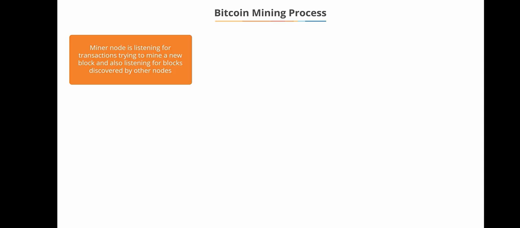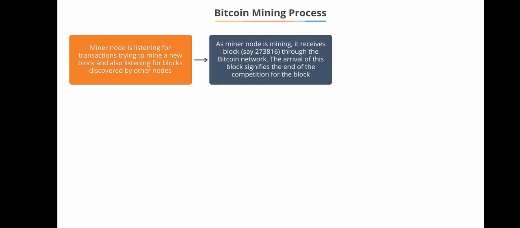Bitcoin mining process. Let's take an example to understand the step-by-step process of creating a candidate block. Let's assume that a miner node is listening for transactions, trying to mine a new block, and also listening for blocks discovered by other nodes. As the miner node is mining, it receives a block. Let's call it block number 273816 through the Bitcoin network.